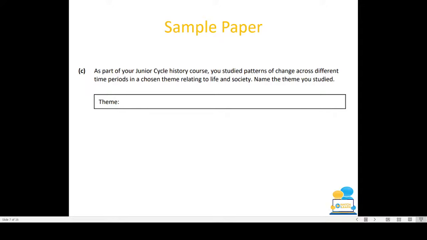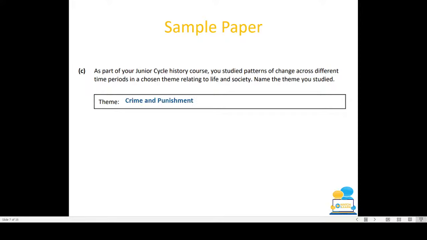So if we have a look here, this is from the sample paper. This one is straightforward enough. It just says, as part of your junior cycle history course, you study patterns of change across different time periods in a chosen theme relating to life and society. And you have to name the theme you studied. So this is going to be one of those 5 themes we looked at the start.